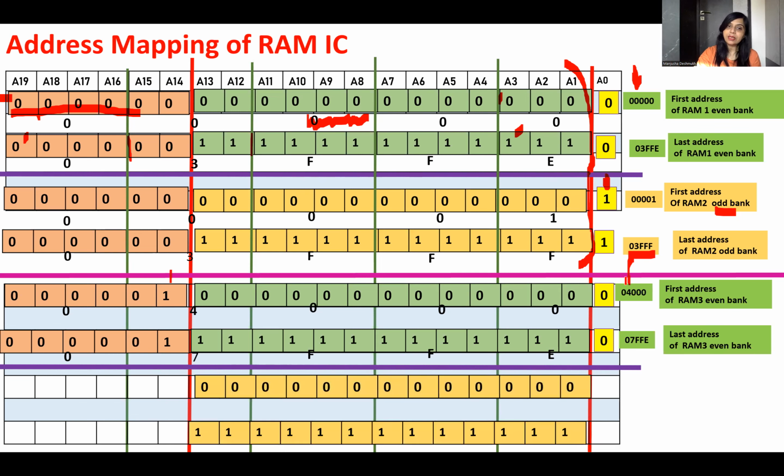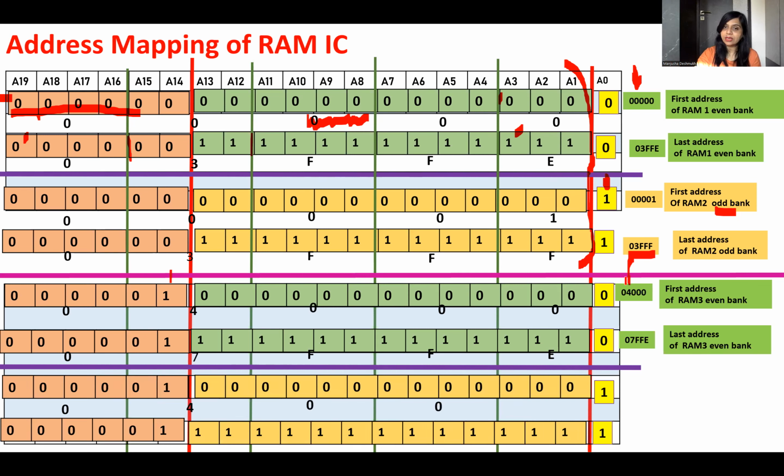So again repeat the same 0, 0, 0, 0 combination, and here 0 should be 1, 1, and these are the addresses. These are the first address of RAM4 and the last address of RAM4. So this is the second set. Okay, so this is set 1 and set 2.